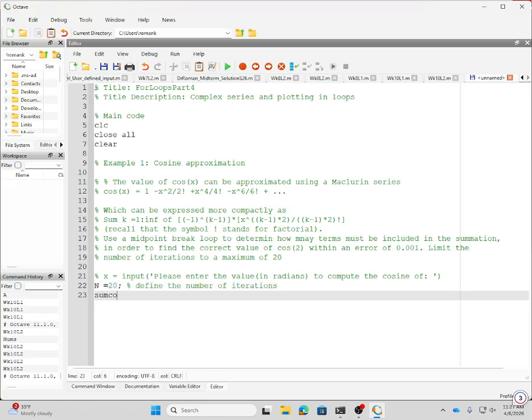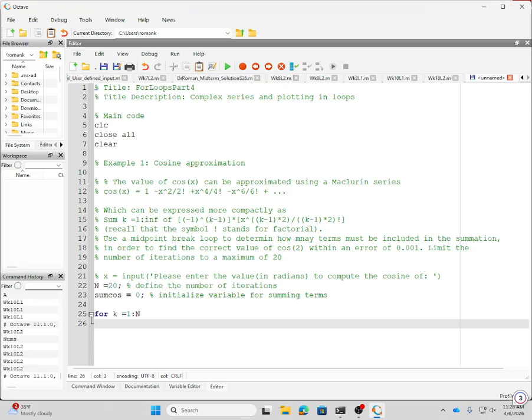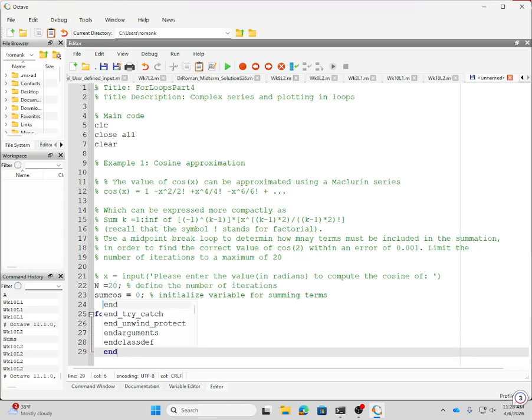All right, then you are defining this sum cos as a variable, equal to 0. Remember we did use total before, like total equals total plus something, right? The same thing is sum cos here, or summation of the cosine function. Okay, so you initialize a variable for summing the terms. Okay, and those who are advanced, I'm just starting it for you. For k equal 1 colon N, right?